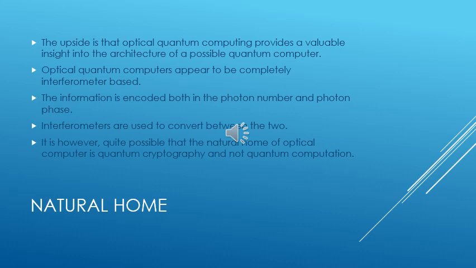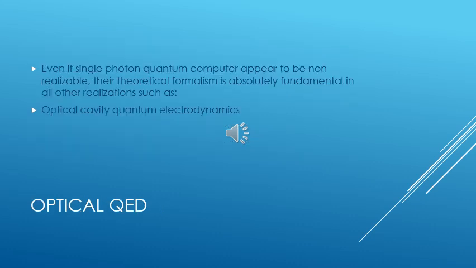Optical quantum computers appear to be completely interferometer based. The information is encoded both in the photon number and photon phase. Interferometers are used to convert between the two. It is, however, quite possible that the natural home of an optical computer is quantum cryptography and not quantum computation.